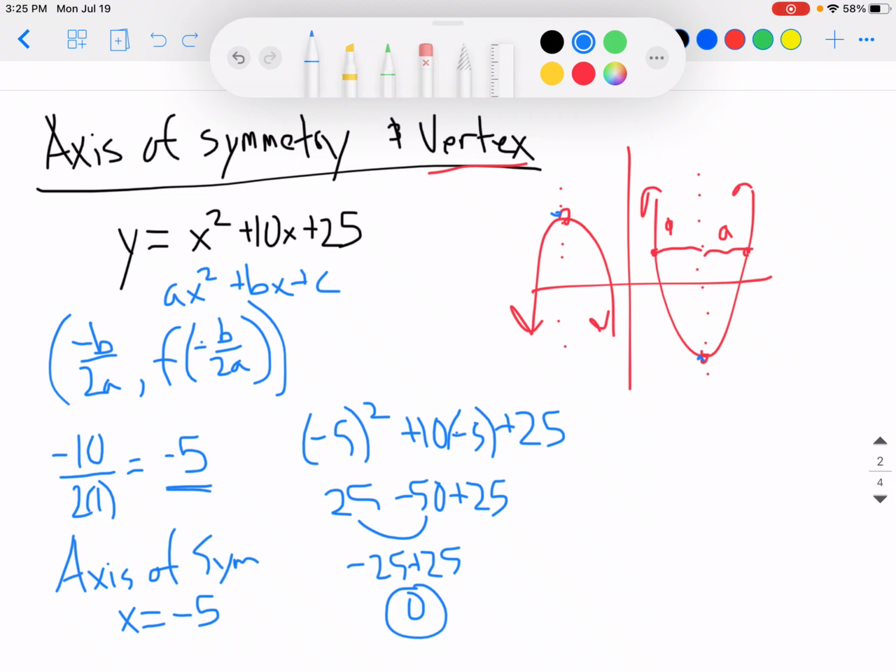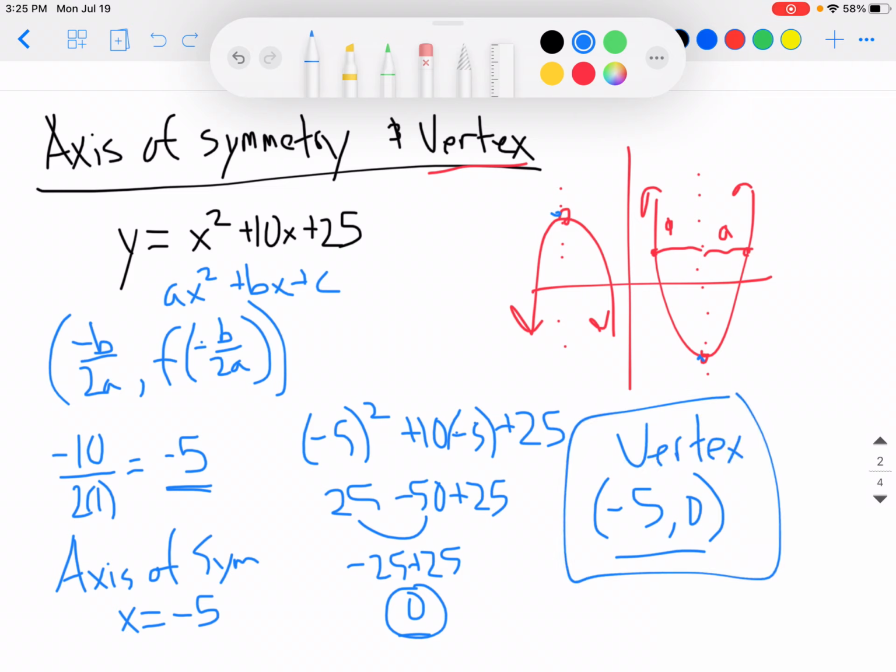So taking these 2 points, I have negative 5 comma 0 as my vertex. And that's how we find the vertex and the axis of symmetry of a parabola.